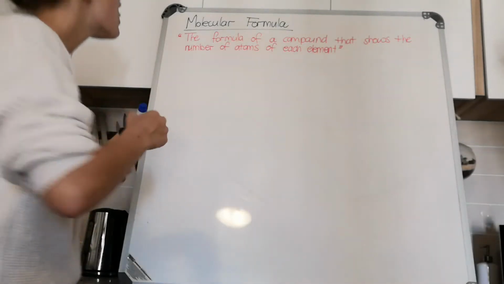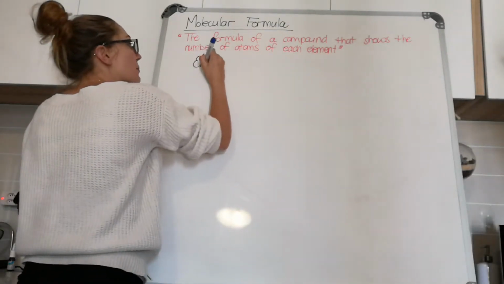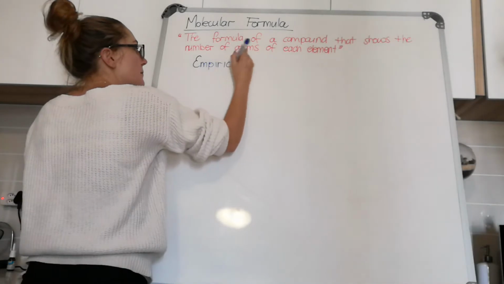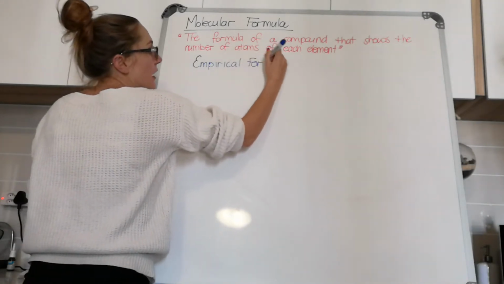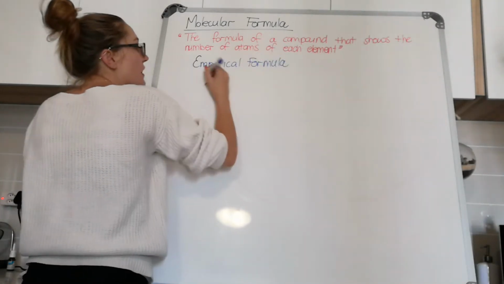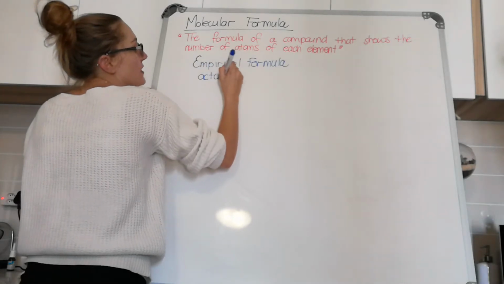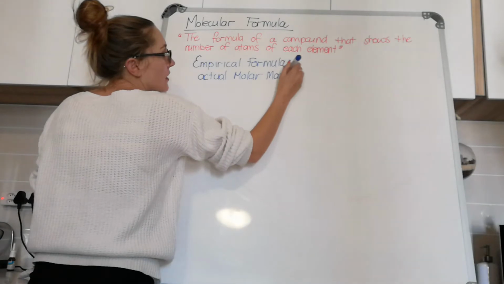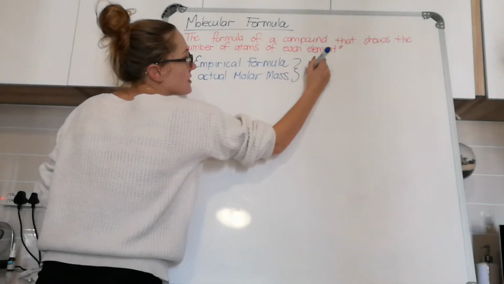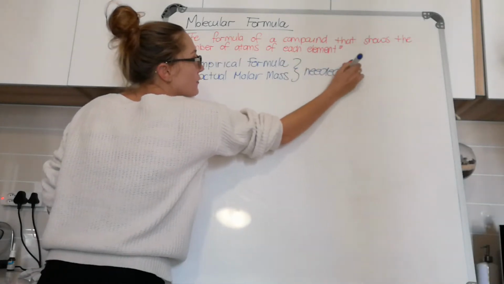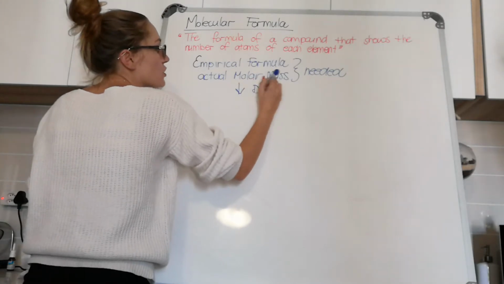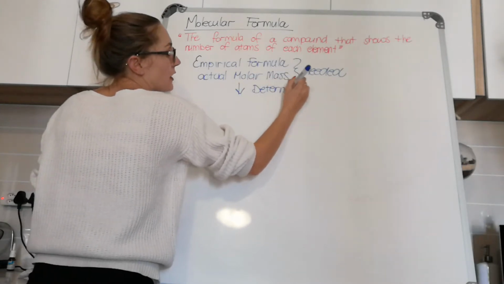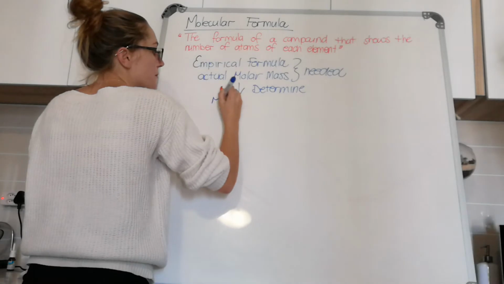So if you know two things, if you have the empirical formula, and you also have the actual molar mass of your compound, these two are needed, and if you have them, then you can determine the molecular formula of your compound.